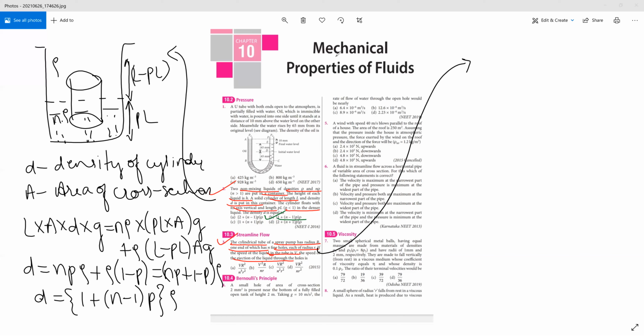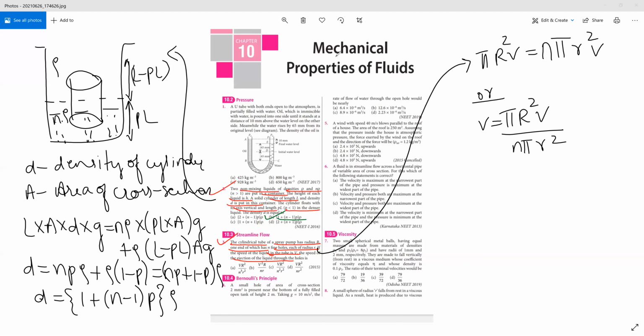So we know the speed of ejection of the liquid through the hole. Let us consider that one as v. According to the equation of continuity, how are we writing? Pi R square into V is equal to N into pi into r square into v. Or you can write this as v is equal to pi R square V divided by N pi into r square. Here pi gets cancelled, so v is V into R square divided by N into r square. So therefore for third one, this one is the right answer.